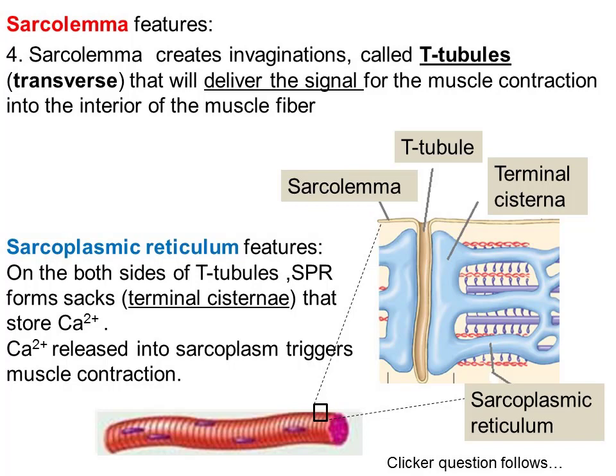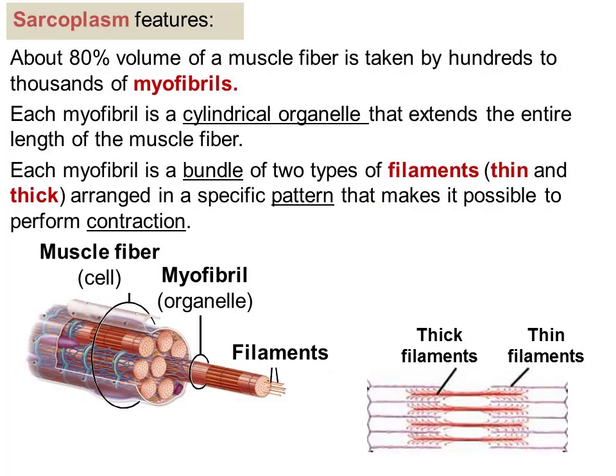Now, let's move away from the membrane and look at the stuff in the cytoplasm. We talked about the membrane. We talked about the sarcoplasmic reticulum. But principally, most of our muscle cell is going to be comprised of these contractile proteins that are arranged in these cables called myofibrils.